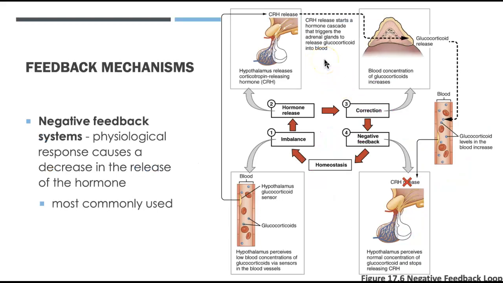Now let's move into feedback mechanisms. You may have learned this before. We have a negative feedback system and a positive feedback system. So some of the main differences I want you to keep in mind, if you've never really understood these mechanisms, is that the goal of a negative feedback system is to always achieve homeostasis, okay?